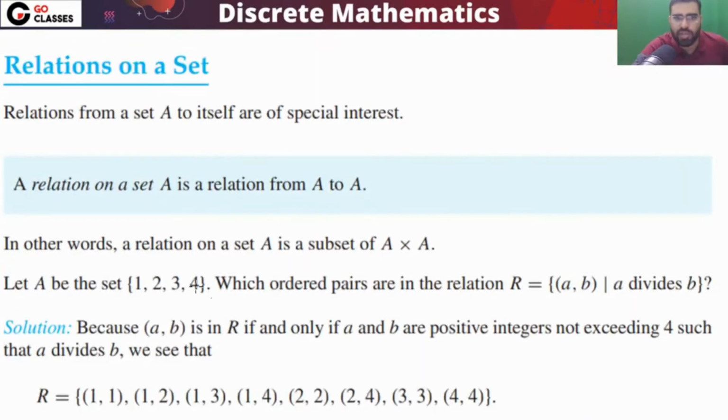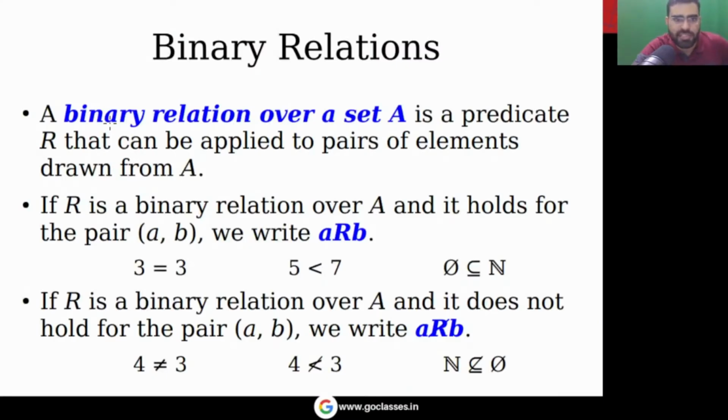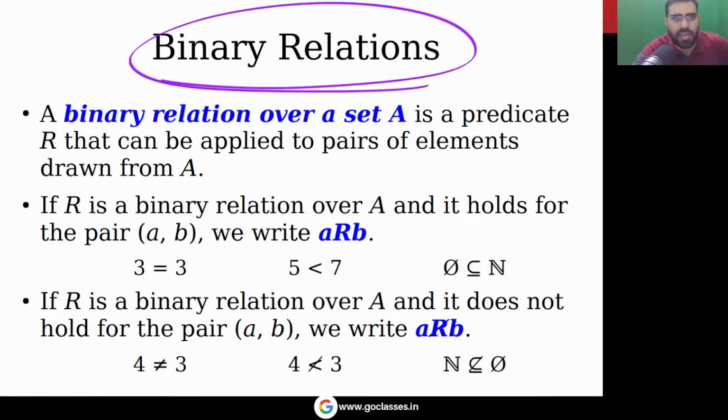Now let's move on. If you have a relation on set A, then it simply means that it is a subset of A cross A. It will be from A to A. Now let's move on. Binary relation basically means that it is a relation between two elements, between a pair of elements. So this is the definition of binary relation.